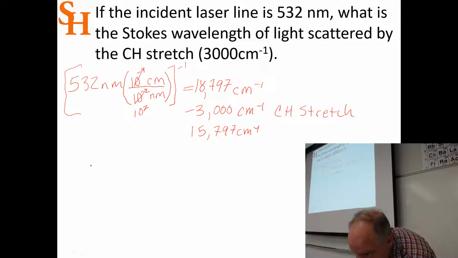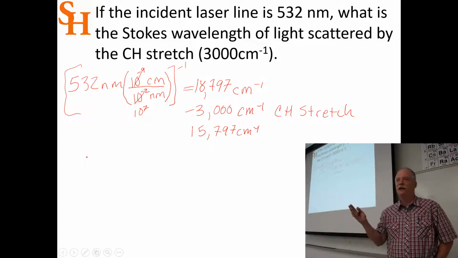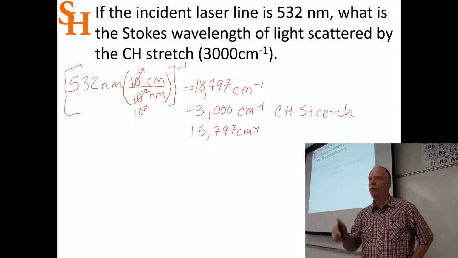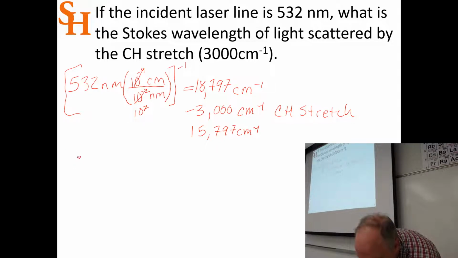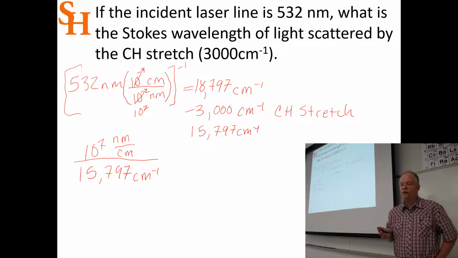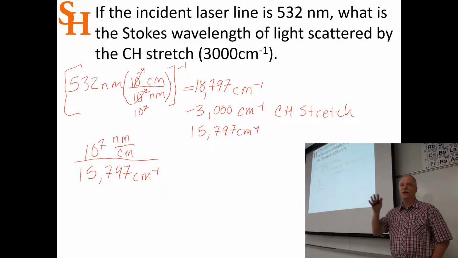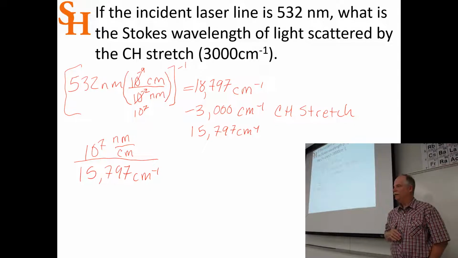So let's convert that back because we want to know what the Stokes wavelength is. What wavelength of light is that going to be? If we looked at a visible spectrum, where would that peak be? You're going to like this 10 to the 7 thing, okay? So it's always 10 to the 7 nanometers per centimeter. And if I just take that 10 to the 7 and divide by my frequency in wave numbers, I get to nanometers. If I take that 10 to the 7 and divide by nanometers, I get wave numbers.